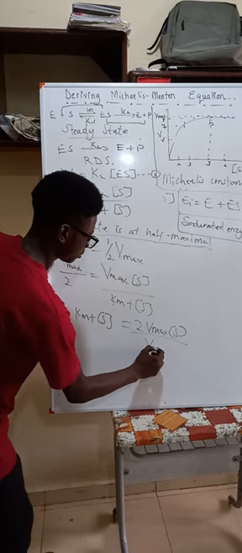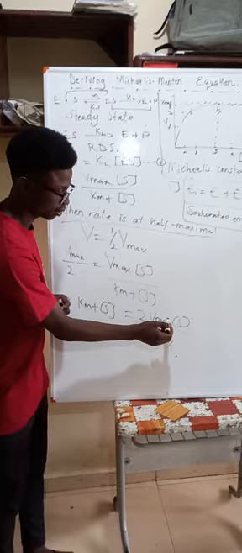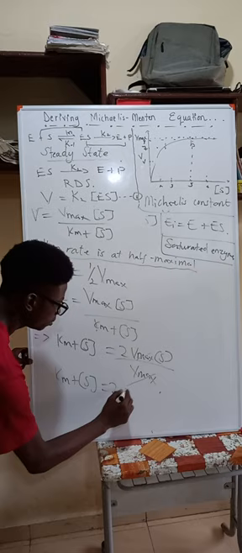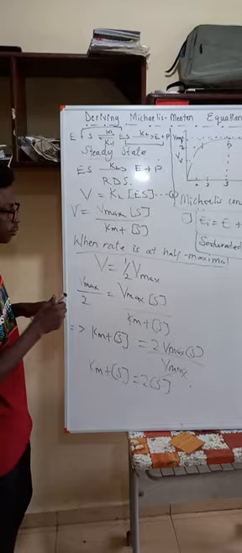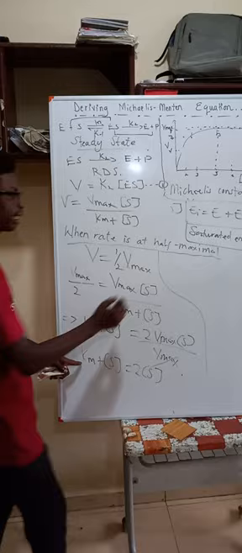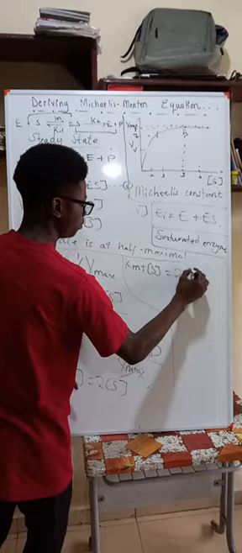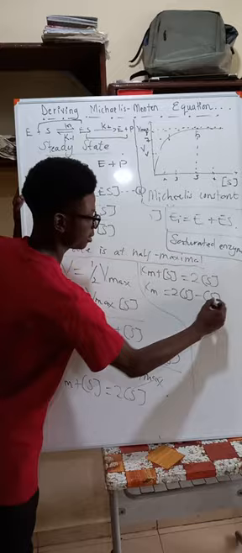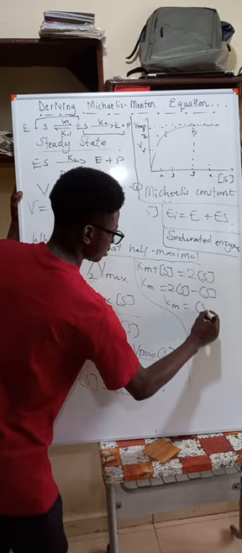Good. So from here, you can just see that the Vmax here will take away the Vmax. So that you get your Km plus S giving you 2S. Let me clean this side so that I can continue from there. Okay. So from here, we have Km plus substrate concentration giving you 2 times substrate concentration. Let's collect terms. We have Km, which is the constant, being equal to 2S minus S, which gives you S. So this is what we get when the rate is at half maximum.